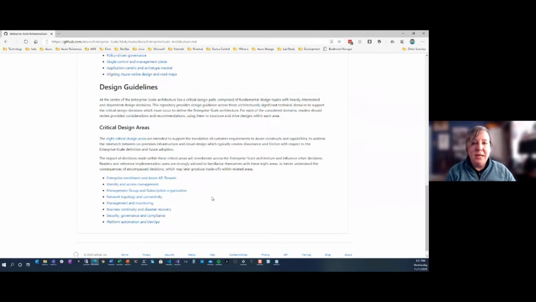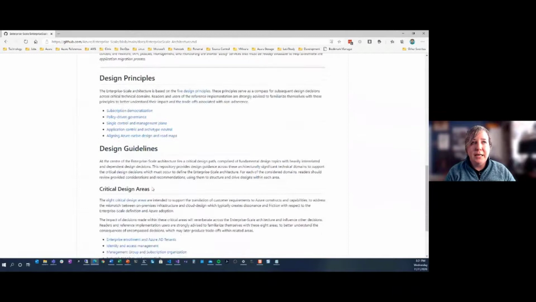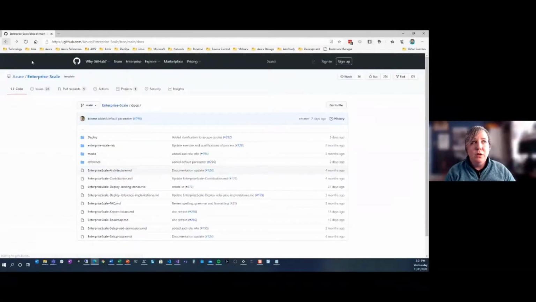You don't even have to copy and paste. It's all markdown format. So you get the design principles, the design guidelines, the critical design areas. These take you to our actual links online. I don't know if you can see when I hover over it, it's taking me to where all this exists. So that's kind of cool.